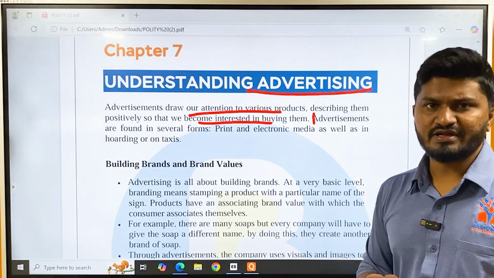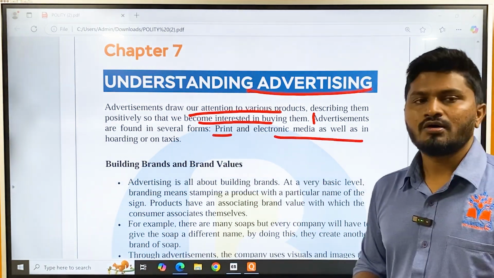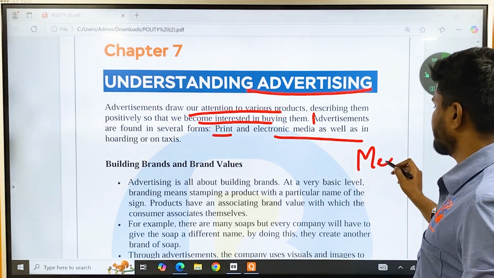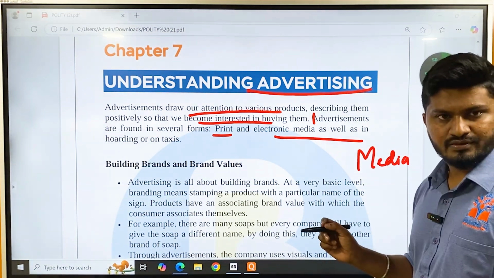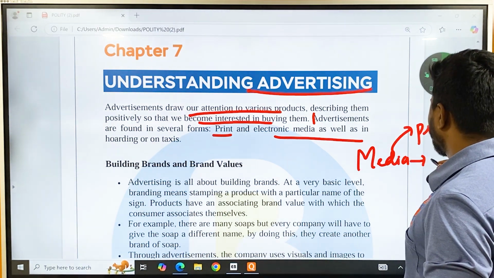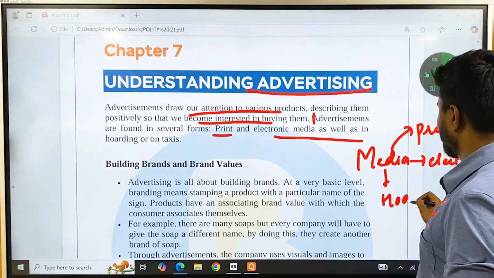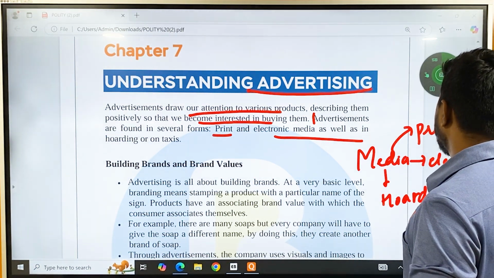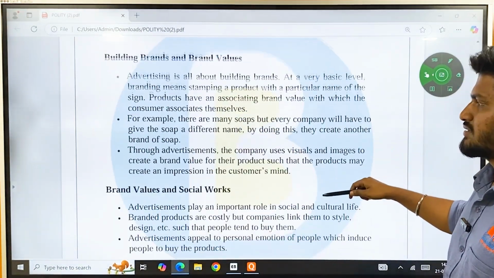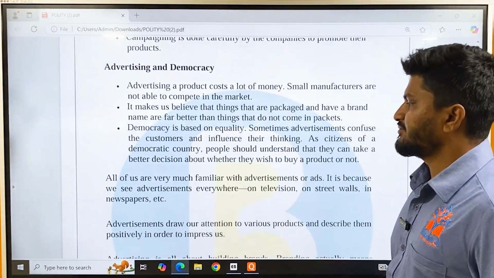Advertisements are found in several forms, either in print or electronic media, as well as in hoardings or text. It is similar to media. Advertisement is done through media only. So media is either print or electronic, plus ad hoardings. This is how advertisement works with the help of media. Before we understand hoardings, billboards, etc., we'll understand media.